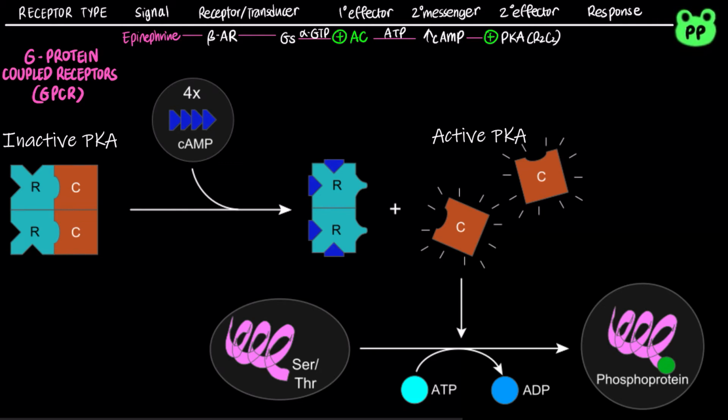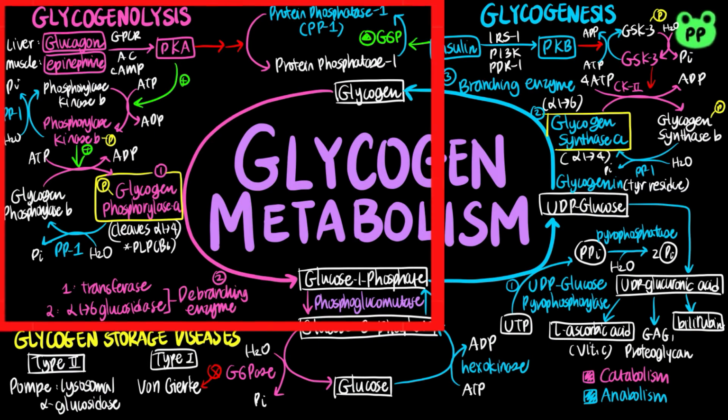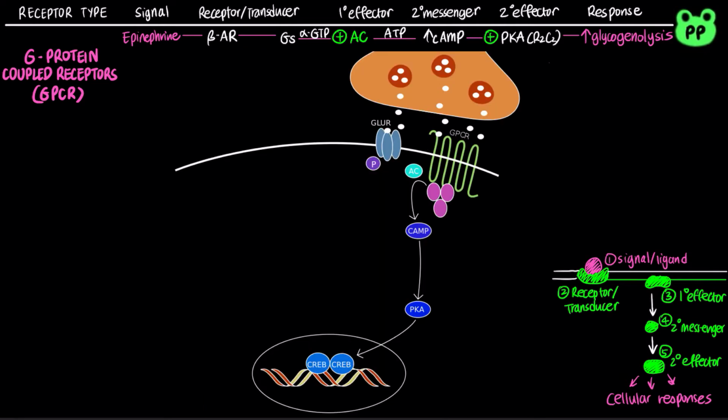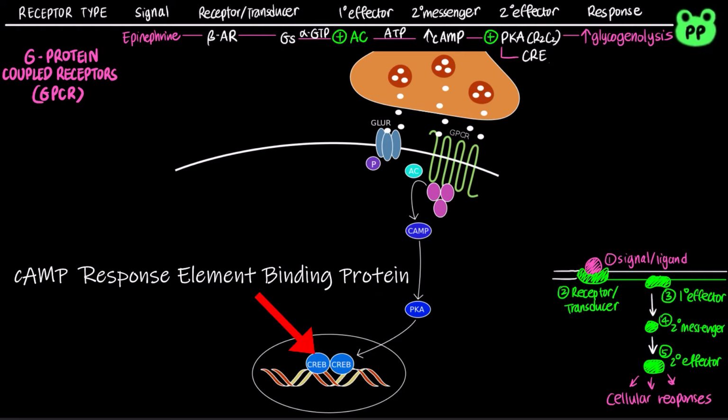As I mentioned in my video on glycogen metabolism, both epinephrine and glucagon can promote glycogen breakdown in the liver, a process known as glycogenolysis. Epinephrine triggers an enzyme cascade that amplifies the original signal, increasing blood glucose concentration by 100,000-fold. In many cell types, the catalytic subunit of PKA can also move into the nucleus, where it phosphorylates the cAMP response element binding protein, abbreviated as CREB, which alters the expression of specific genes regulated by cAMP.